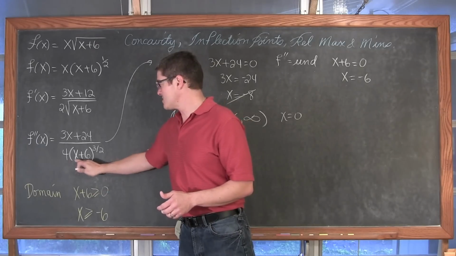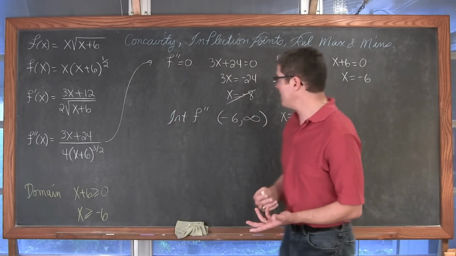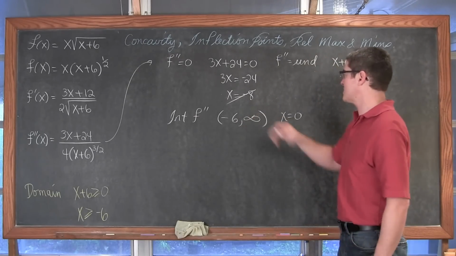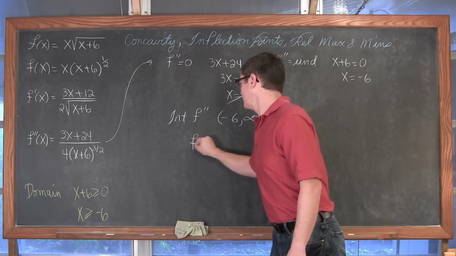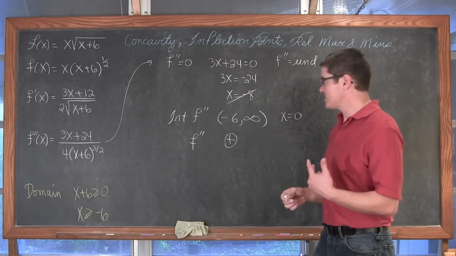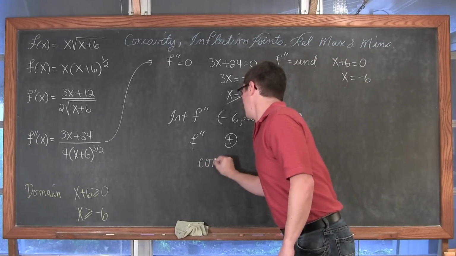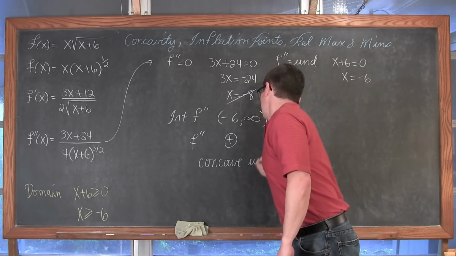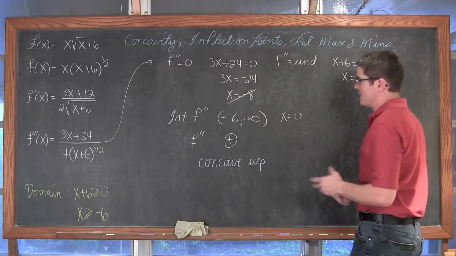And on the bottom I've got 0 plus 6, which is positive, and so I have a positive number on top and a positive number in the denominator, so my second derivative from negative 6 to infinity is positive. And if my function has a positive second derivative, then that means we're concave up. Okay, so we need to define concavity, we need to define inflection points.